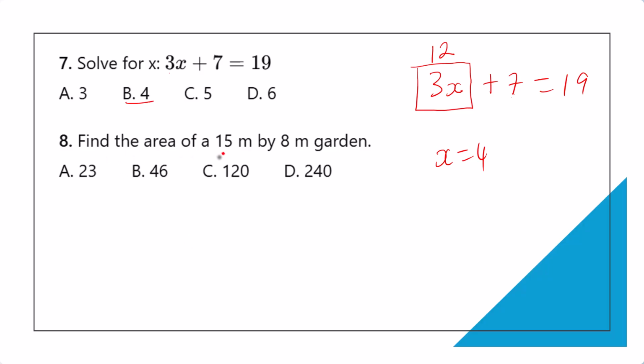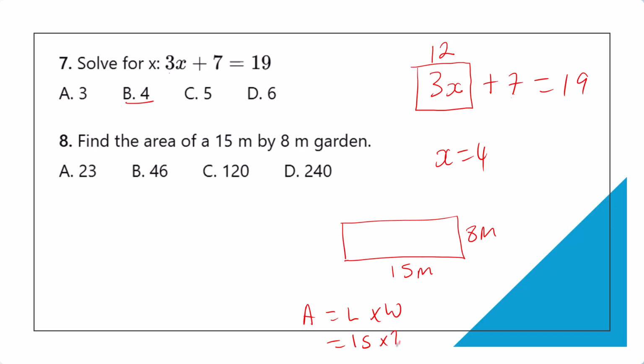Question 8 says, find the area of a 15 meter by 8 meter garden. Again, the first thing you need to do with a question like this is sketch it. The length is 15 meters and the width is 8 meters. What do you do in a case like this? You multiply them. The area of a rectangle is always length times the width. The length is 15 and the width is 8.